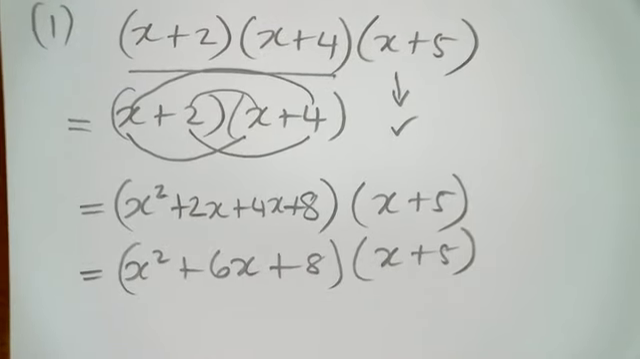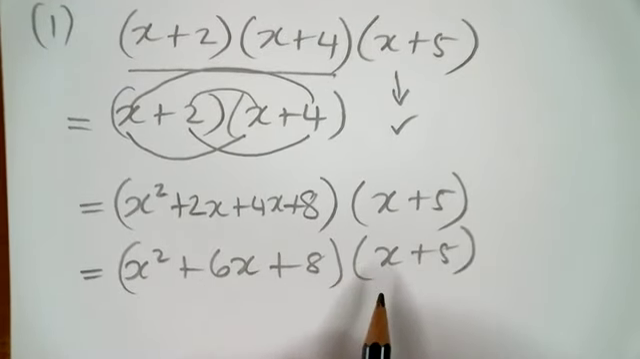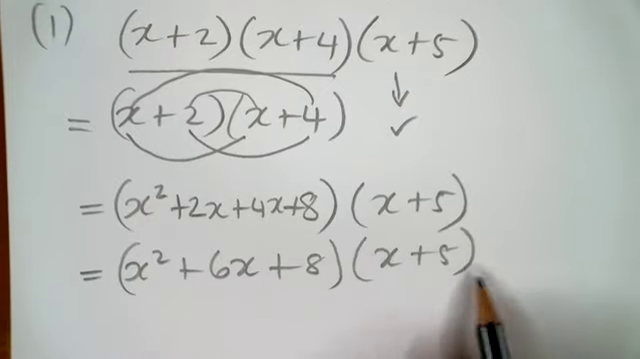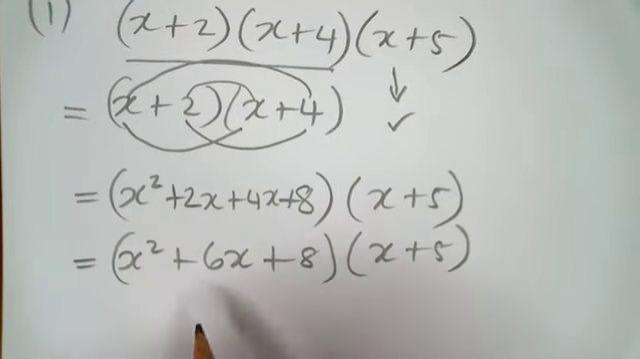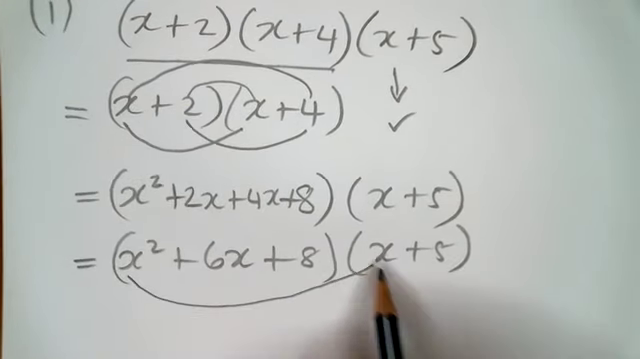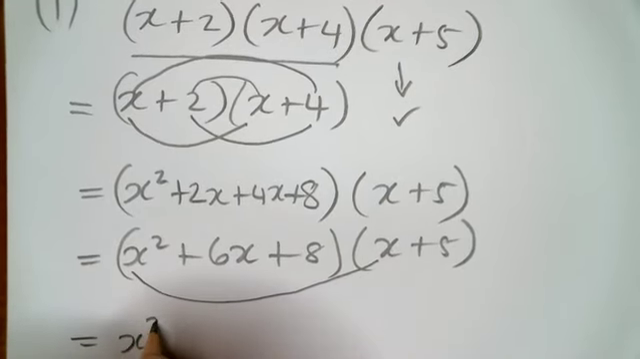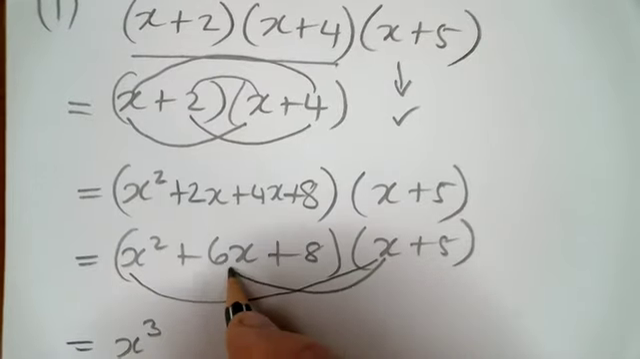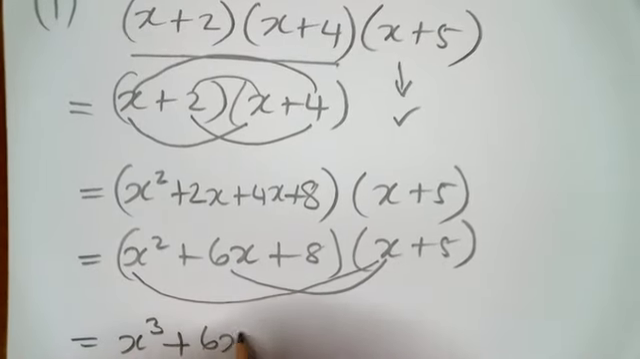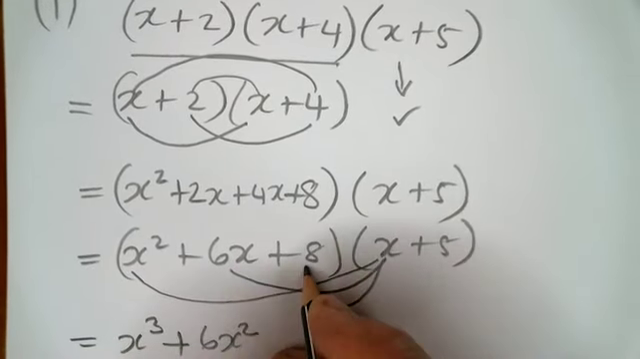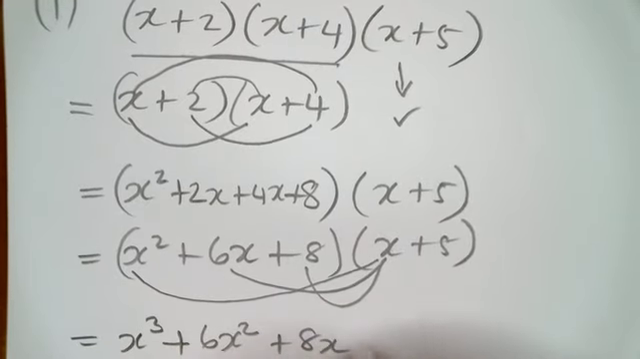Okay, next step. So now I'm going to do the same thing again, but this time multiply all of this by all of that. So I'm going to do it bit by bit. So first of all, x squared times x. And that's equal to x times x, going to be x cubed. x times 6x is going to be plus 6x squared. And x times 8 is going to be plus 8x.